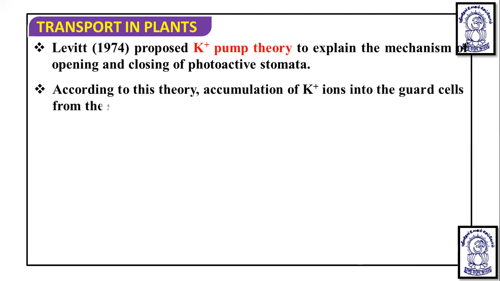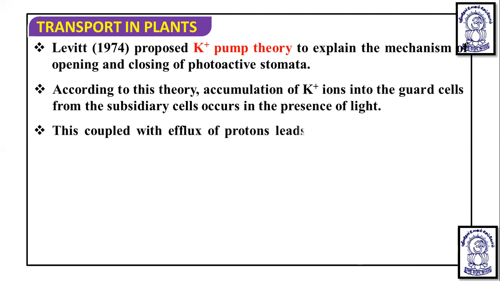According to this theory, accumulation of K plus ions takes place into the guard cell from the subsidiary cells, and this occurs in the presence of light. This, coupled with the efflux of protons, leads to the increase in pH of the guard cell. Now how this occurs, we should understand with this diagram.